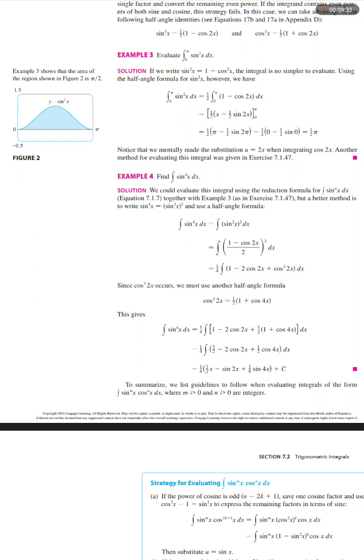equals 1/2 pi. Notice that we mentally made the substitution u equals 2x when integrating cosine 2x. Another method for evaluating this integral was given in exercise 7.1.47.